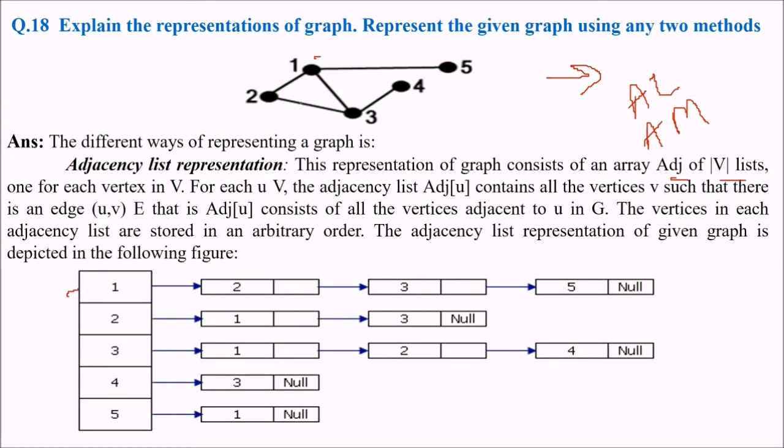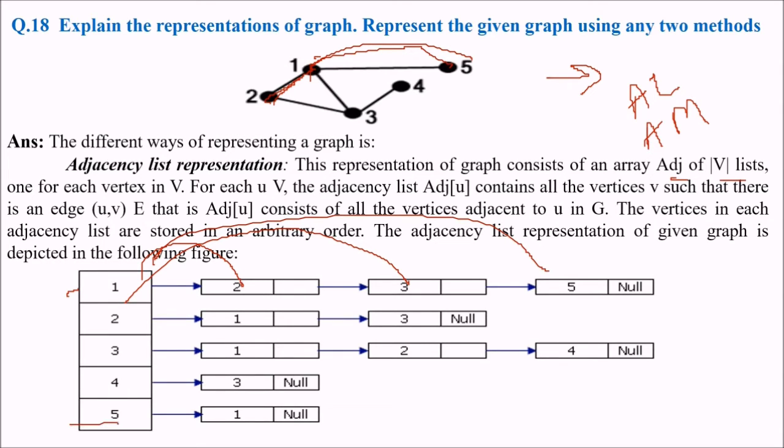Let me take one of these. 1. So 1 is connected to 2. 1 is connected to 3. And 1 is connected to 5. So 1 is 2, 3, 5. This is a list.